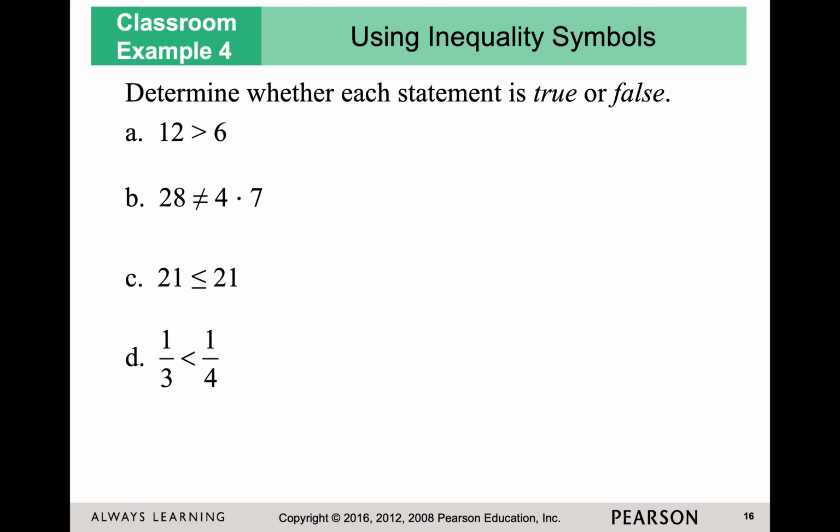So here are some examples of utilizing these symbols. We're just going through and saying if it's true or false. And this is just looking at the relationship. 12 is greater than 6. 28 is actually equal to 7 times 4. 21 is less than or equal to. And 1/3 is less than 1/4 would be false because the larger the fraction denominator, the smaller the number.